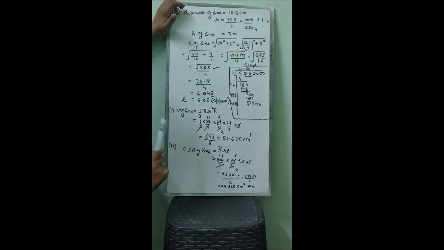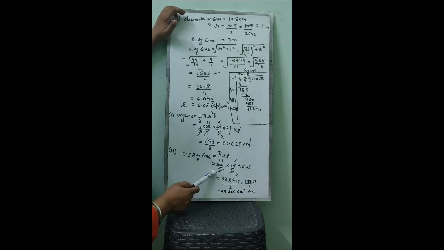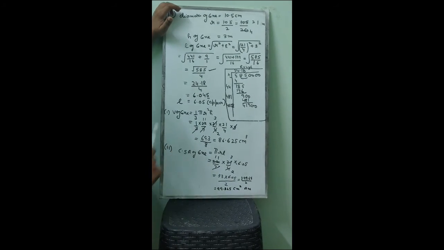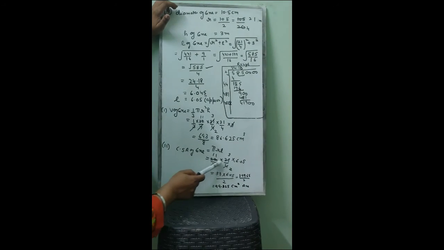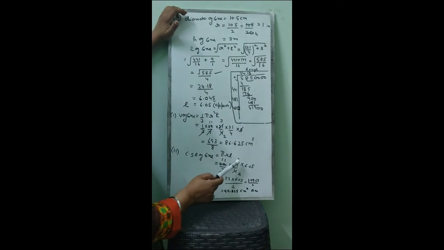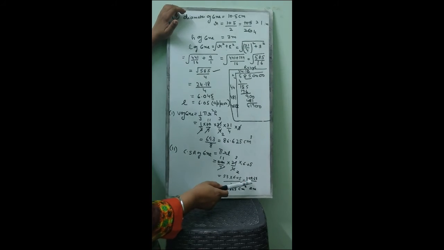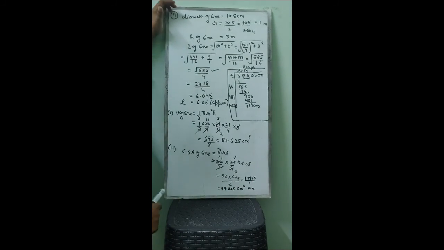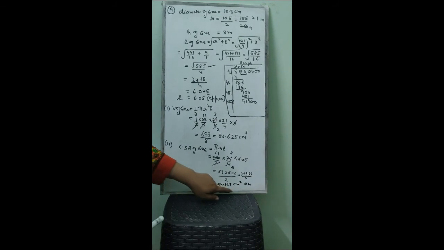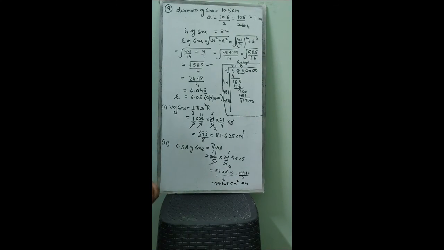Clear? Now come to CSA. Pi r l. 22 upon 7 into 21 upon 4 into 6.05, because the slant height is 6.05. Clear? Do the cutting. 7 3s are 21. 2 to the 4, 2 11s are 22. 11 into 3 is 33. 6.05 as it is upon 2. This is 199.65 upon 2. When you divide this 199.65 by 2, you will get 99.825 centimeter square approximately. This will be the CSA of the cone. Clear?